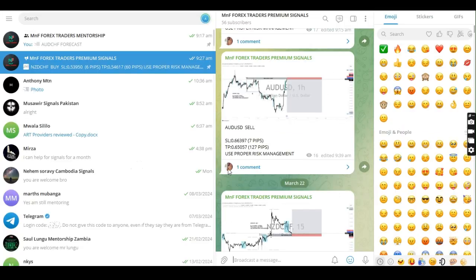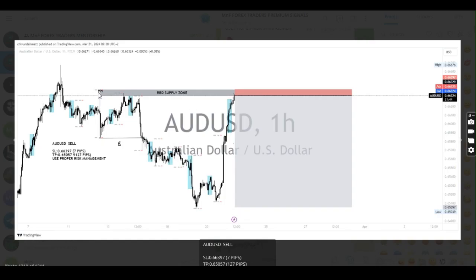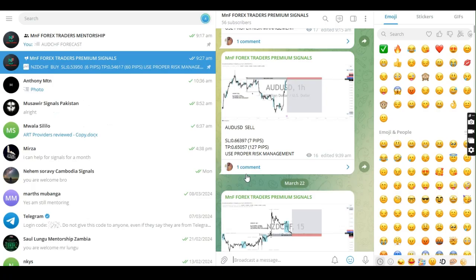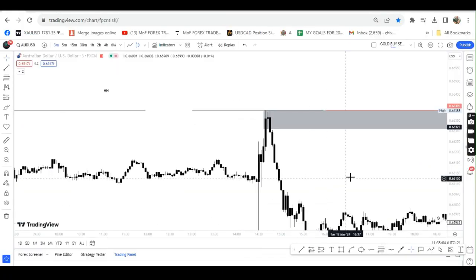And remember, this is the same thing that's not looking like anything here. This is the same level right here. You can't see anything here, but if you go to the lower time frame, you're going to realize that there's an order block which was left right there.